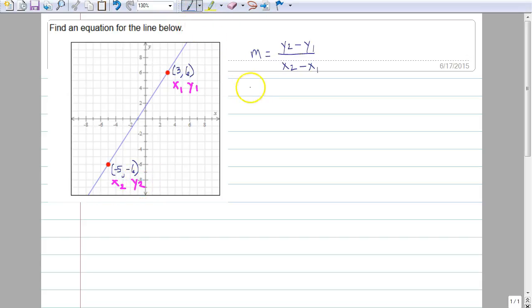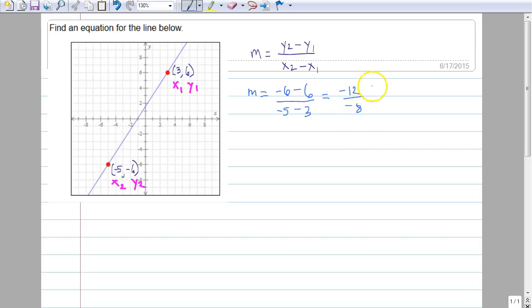Then we go back to the actual formula and we just substitute the values in. So y2 would be -6 minus y1, which would be 6. And then x2 is -5 and x1 would be 3. We do the subtraction here, we get -12 over -8.